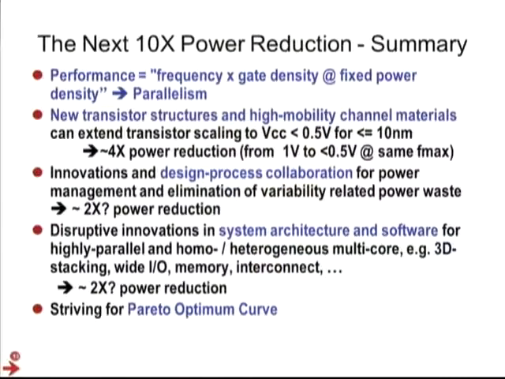In summary, density is performance, and we must scale power supply voltage and use parallelism. New device structures and high mobility channel can extend CMOS scaling further to half a volt and beyond. And we can use many other technology features to reduce power. But most importantly, we need to collaborate closely among process, circuit, system architecture, and software to realize the rest of power reduction. And lastly, don't forget the Pareto optimum curve.